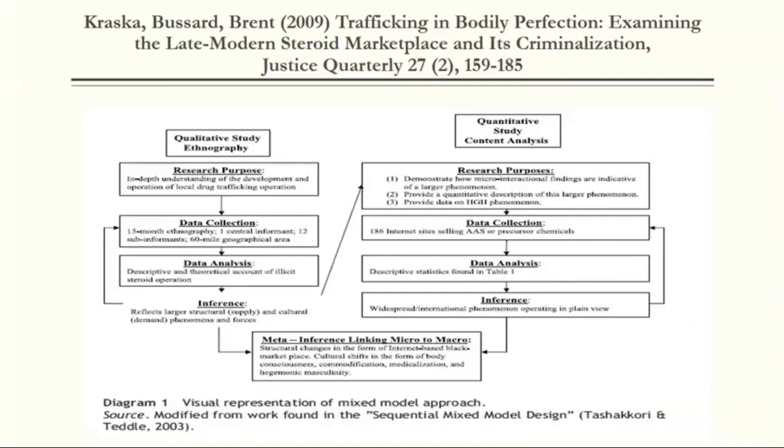Here I mentioned one research article for your reference. This is a study. It was published in the year 2000, a very recent one. Trafficking in bodily perfection, examining the late modern steroid marketplace. As we all know, illegal steroids and human growth hormones, most of the athletes are using these days, and there are a lot of cases going on, and there is also a lot of pressure from the government and from various sports agencies to come up with better law enforcement. How we can control this kind of issue.